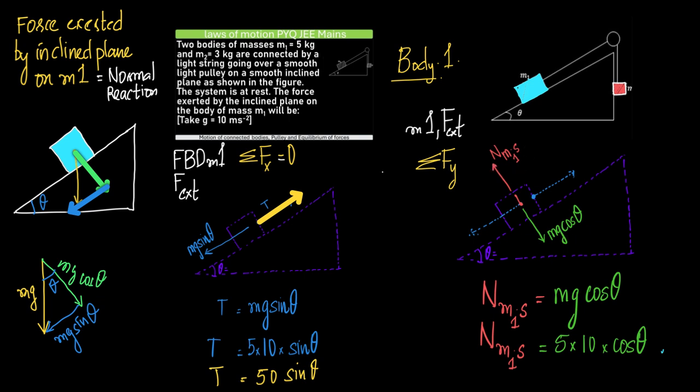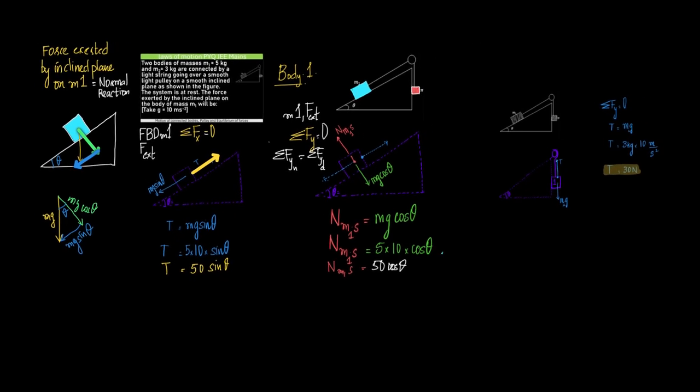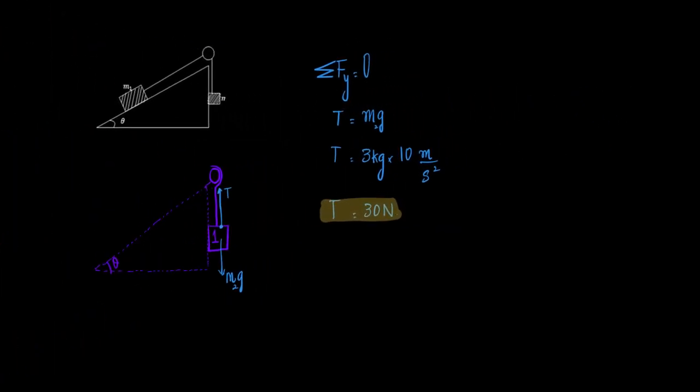Now, since the body is in equilibrium here, we can say that sigma Fy is equal to 0, and therefore sigma F acting upwards will be equal to sigma F acting downwards. Which force is acting upwards? N of M1 on S. Acting downwards, mg cos theta. So the normal reaction on M1 by S is equal to 5 into 10, which is 50 cos theta. Are we done now? No, we have to consider block 2 as well.